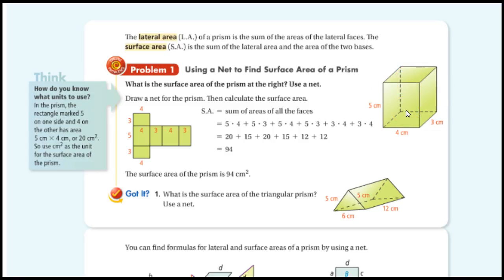Now one way we could do that is, if we flattened everything out, we could find the complete surface area of a figure by drawing its net. For the lateral area, we would just have to subtract off the two bases, which would be these two side flaps. That's one way to do it. But the main thing is, lateral area is just the surface area of the lateral faces, and then the total surface area includes the base area. Okay, so let's go back to the problem and work that out.